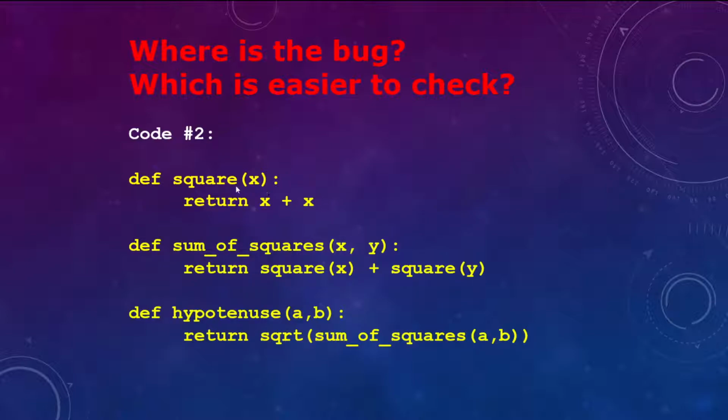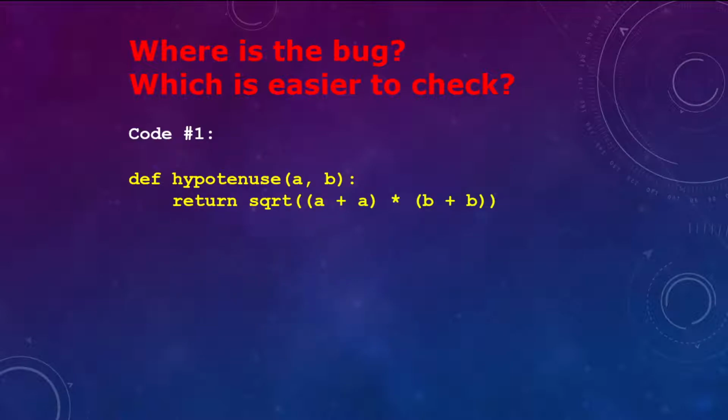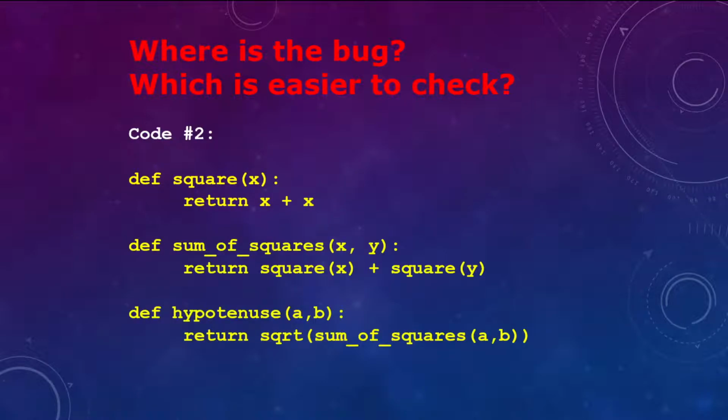This one has a square function, a sum of squares function, and a hypotenuse function. I think in this one you can spot the error quite easily. Let me backtrack to the previous one, hypotenuse. You realize that this is actually wrong as well, but it's a bit harder to spot the error because you have to look at each line within one function to find it. In this case, the error is this one here. It should be a times a plus b times b, correct?